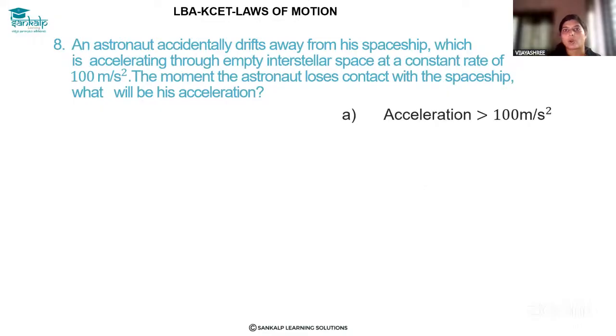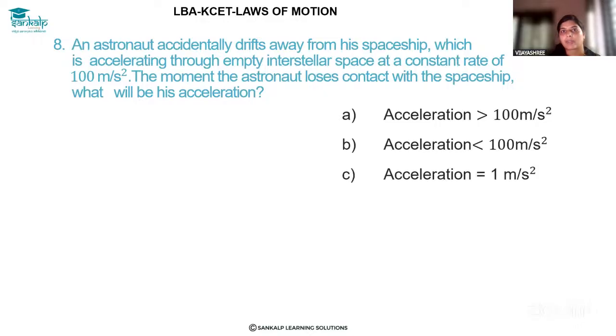Options. Option A, acceleration greater than 100 meter per second square. Option B, acceleration less than 100 meter per second square. Option C, acceleration equal to 1 meter per second square. Option D, acceleration equal to 0 meter per second square.